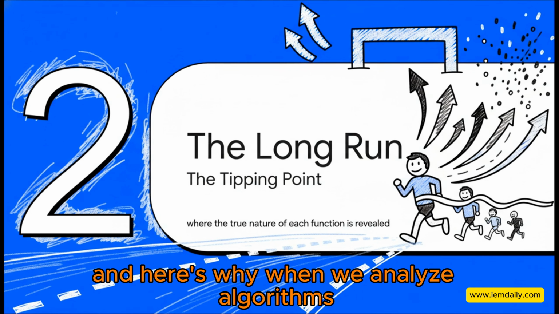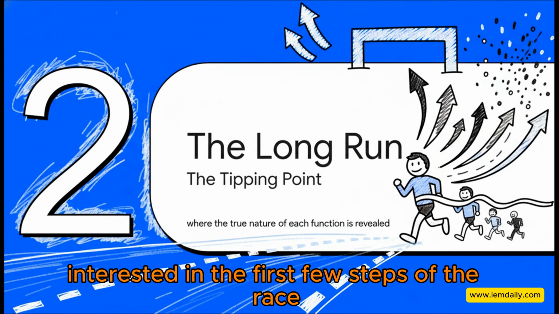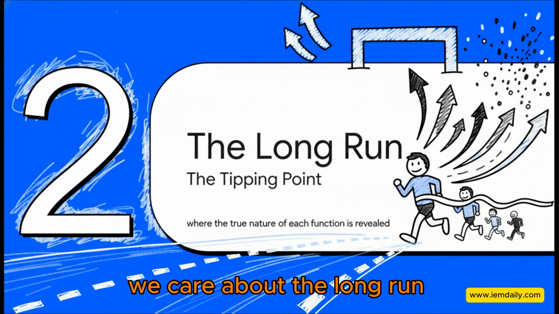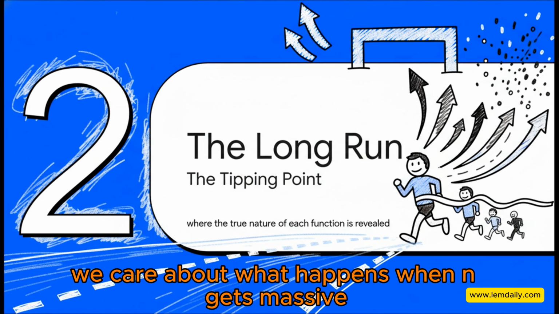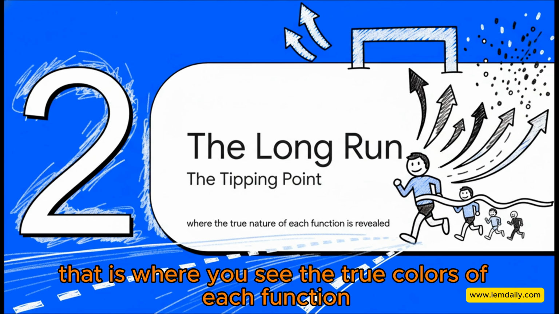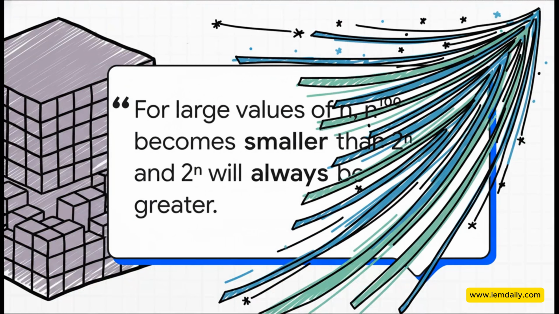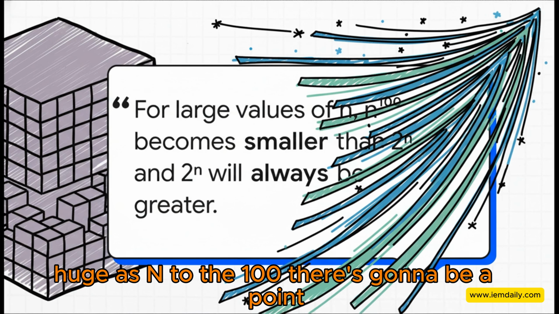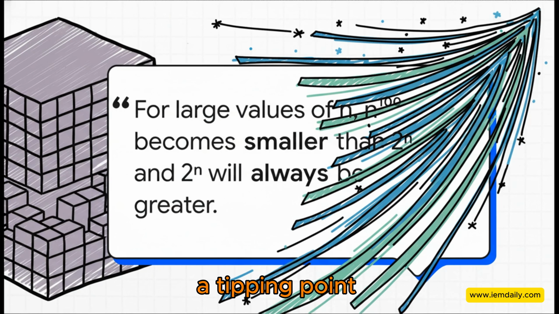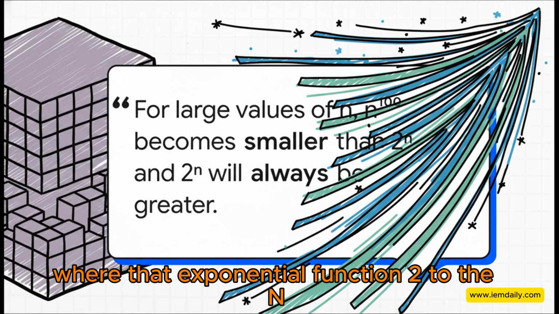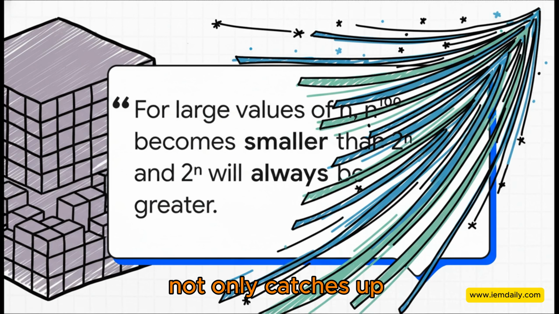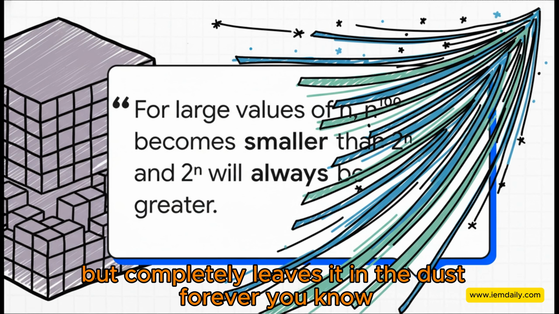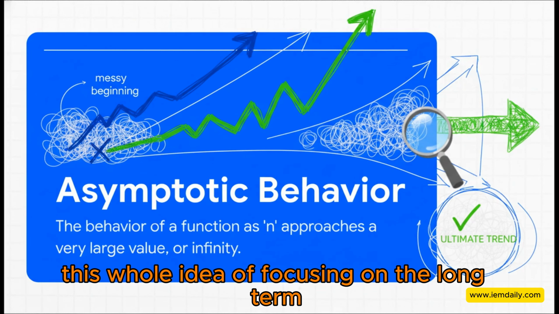And here's why. When we analyze algorithms, we're not really interested in the first few steps of the race. We care about the long run. We care about what happens when n gets massive, because that is where you see the true colors of each function. This quote from our source material really just nails it. Even for something that seems as ridiculously huge as n to the 100, there's going to be a point, a tipping point, where that exponential function, 2 to the n, not only catches up, but completely leaves it in the dust forever.